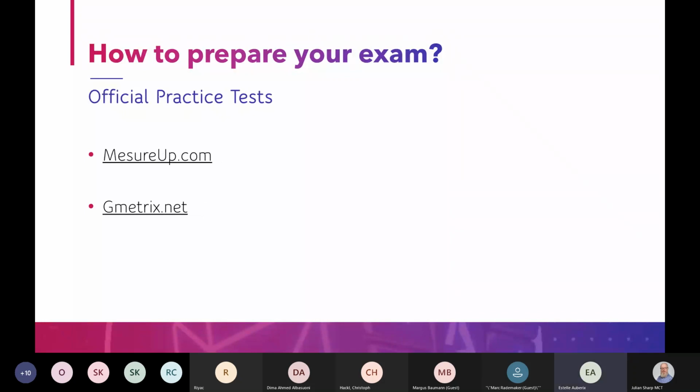The official practice test is MeasureUp. You can buy the MeasureUp test when you register through Pearson, if I remember well. And there's also Geometrics.